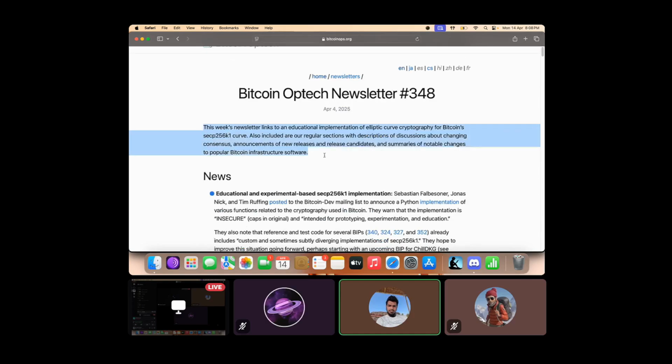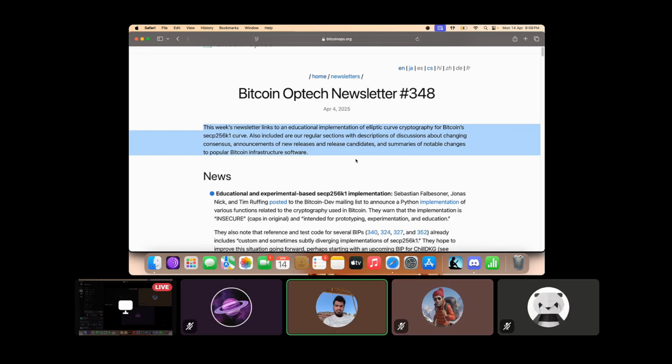So the preface says this week's newsletter links to an educational implementation of elliptic curve cryptography for Bitcoin's SECP256K1 curve. Also included are our regular sections with descriptions of discussions about changing consensus, announcements of new releases and release candidates, and summaries of notable changes to popular Bitcoin infrastructure software.